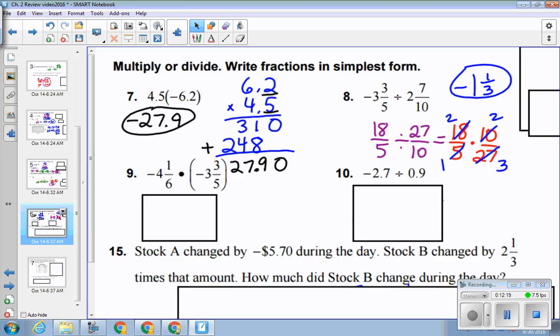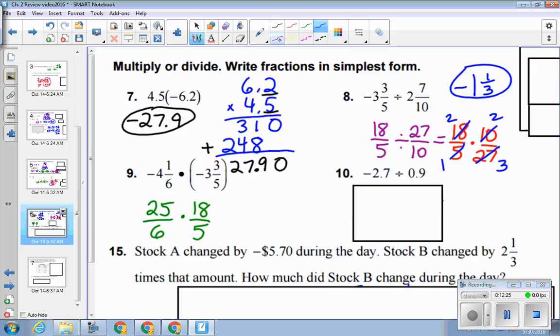Okay, let's look at number 9. I already turned each fraction into an improper fraction, and again I'm going to remember to cross simplify. So 25 and 5, I'm dividing out by 5, and 18 and 6, I'm dividing by 6. And again, look at our signs. We have a negative times a negative, so our answer will be positive 15.